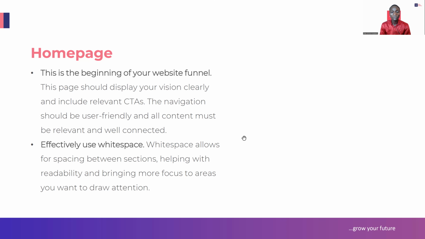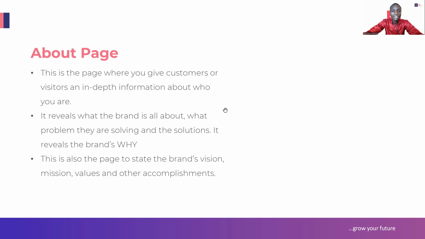Then on your home page, you must effectively use your white space. White space allows for spacing between sections, helping with readability and bringing more focus to areas where you want to draw attention. So on every website, there must be good white space. Okay, so that is about your home page. Then the next page that is as important as your home page is the about page. This is the page where you give customers or visitors in-depth information about who you are. This is where they get to know you. So on this page, you sell yourself or you sell the organization.